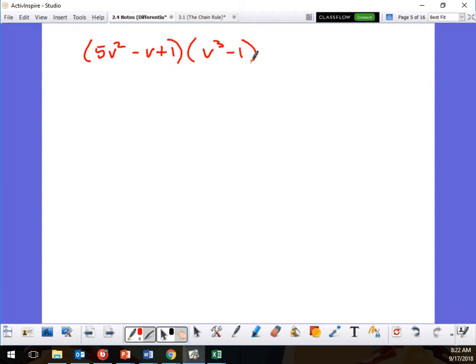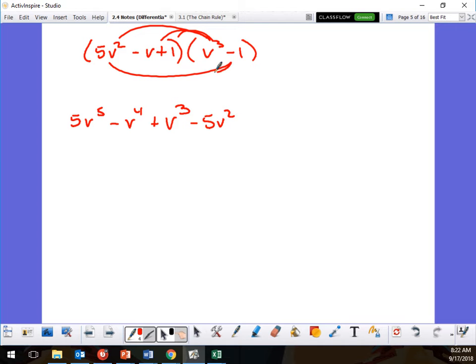Okay, so let's go through and do my distribution. So I'm going to start with this one. So it's going to give me 5v to the fifth, right? Minus v to the fourth plus v to the third. And so now I'm going to distribute the other way. So it's going to give me minus 5v squared plus v, and then that's going to give me minus 1. All right, I'm going to go through and do my distribution now. So I did my distribution.